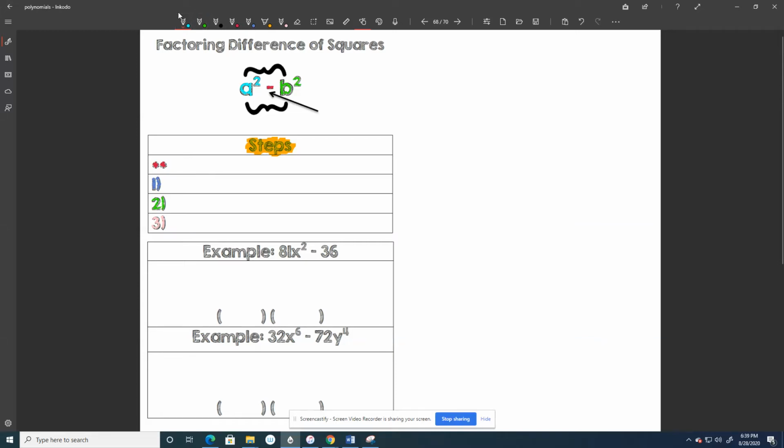All right, guys, pretty quick video today. Well, at least it should be. We'll have plenty of time for a few examples. But what we're talking about today is how to factor something called the difference of squares.